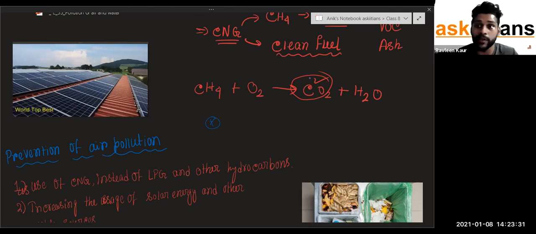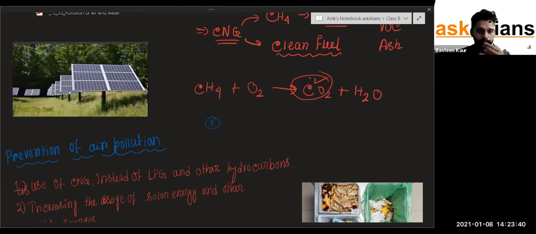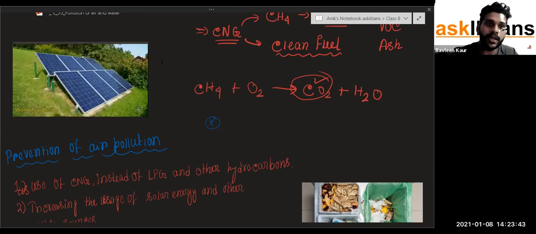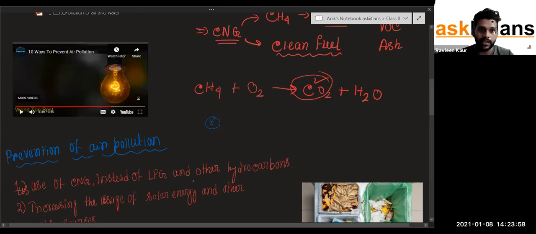So you can use any type of renewable sources of energy. I think you have heard that they just told you about the use of natural gas, propane. These are called hydrocarbons. I have written all of those things. You can see over here, use of CNG instead of LPG and other hydrocarbons. So what is a hydrocarbon? I'm just telling you for your information. In LPG, majorly there are three types of hydrocarbon present.